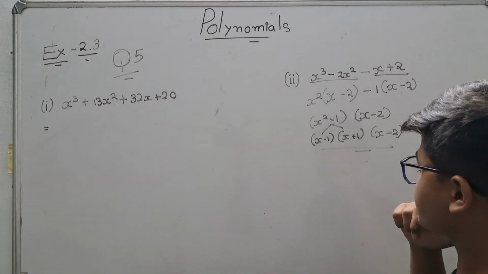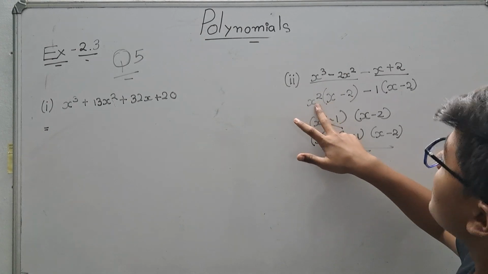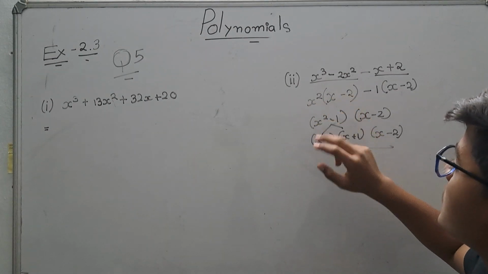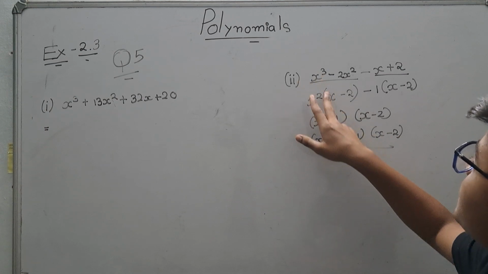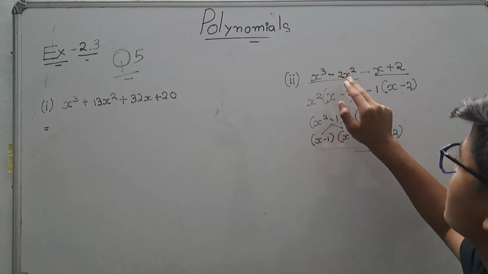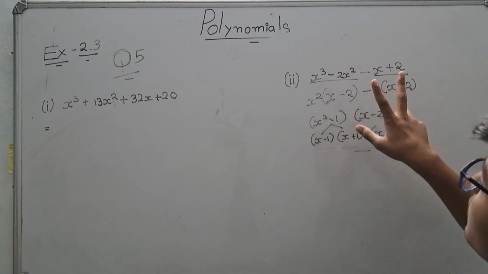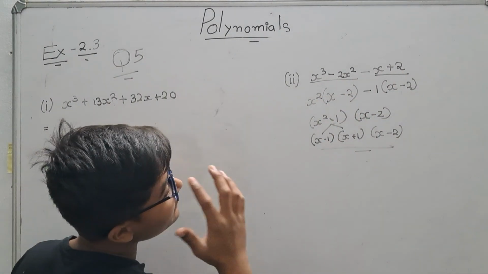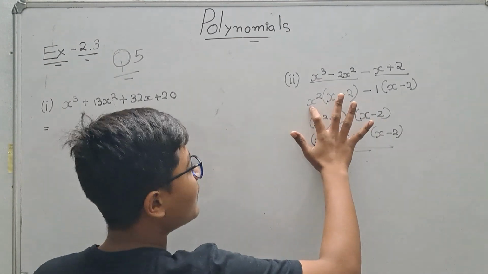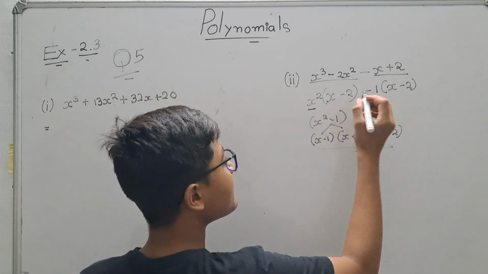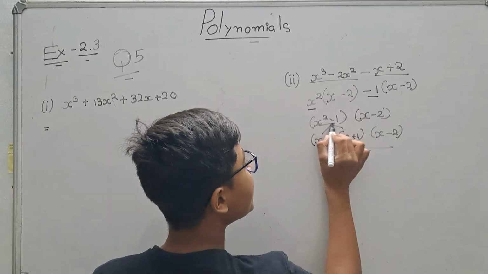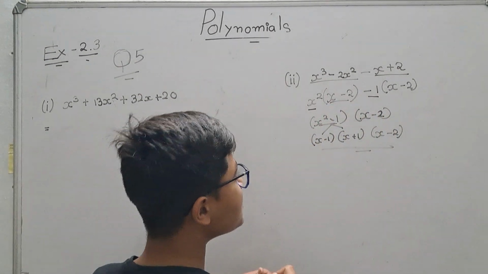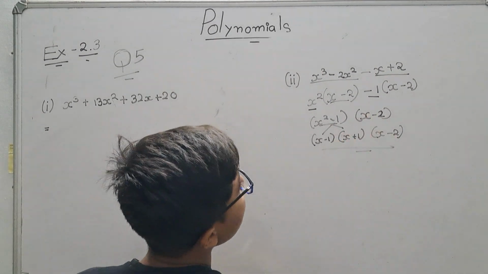So students, here when you multiply x square by x minus 2, you will get x cube minus 2x square. So you have to take out the factor of it. When you factorize, you have to take x square and minus 1 here, and this x minus 2 and x minus 2 you will put over here.